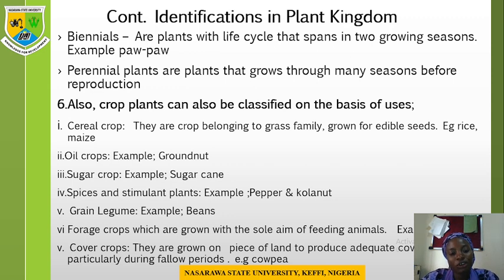We have forage crops. Forage crops are grown with the sole aim of feeding animals. Example, grasses. Then the cover crops. Cover crops are also grown for the main aim of producing adequate cover to a particular land or ground during a fallow period. Example, we have the cowpea.